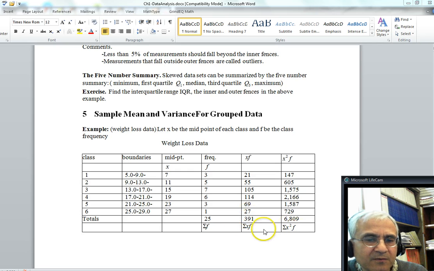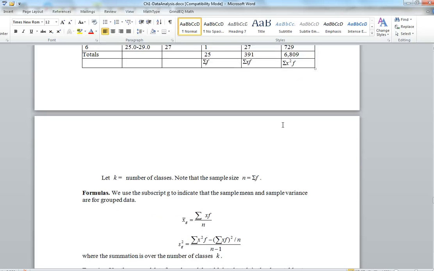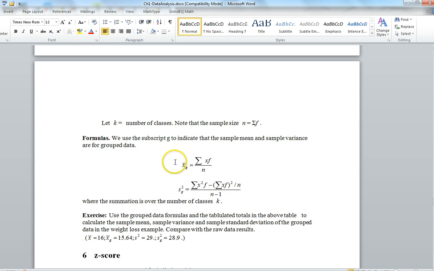Now I can't use the original formulas for this. I have to use my grouped data formulas. And these are the formulas for the mean and variance. Of course, I have the G to indicate grouped data. So x bar G, I sum all the measurements xf, divide by n. And for the sample variance, I get the sum of x squared f, minus the sum of xf, squared, divided by n, and then divide by n minus 1. The summation is over the number of classes.